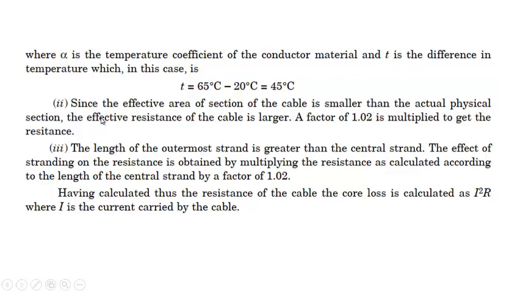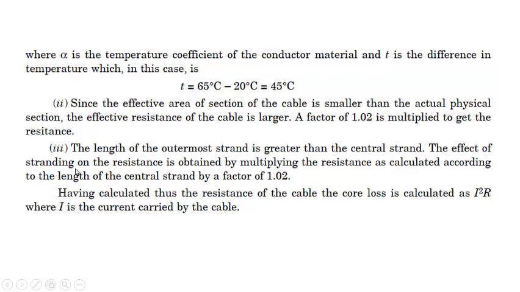One more thing, since the effective area of the section cable is smaller than the actual physical section, the effective resistance of the cable is larger. A factor of 1.02 is multiplied to get this resistance. This is an empirical formula. The length of the outermost strand is greater than the central strand. I have discussed it in the class previously.